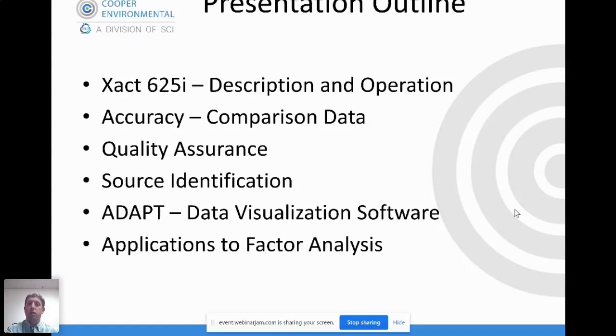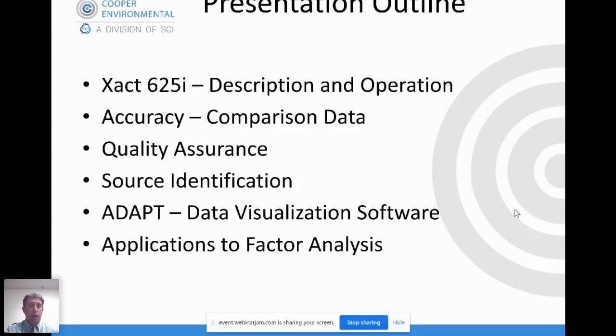Because obviously accuracy of your data and your elemental analysis is very important to your source identification and source apportionment. We'll be looking at some of the comparison studies that have been done comparing the instrument to laboratory reference methods. We'll be talking about some of the quality assurance features of the data on the instruments so that you know that each and every data point is accurate and reliable and can be used reliably in your source apportionment and your source identification work.